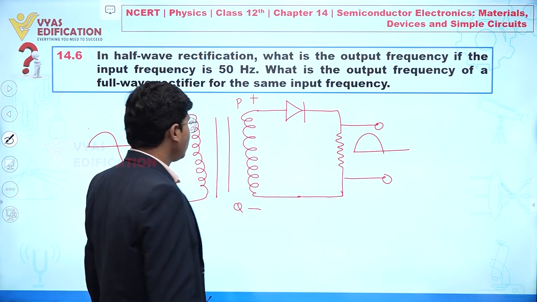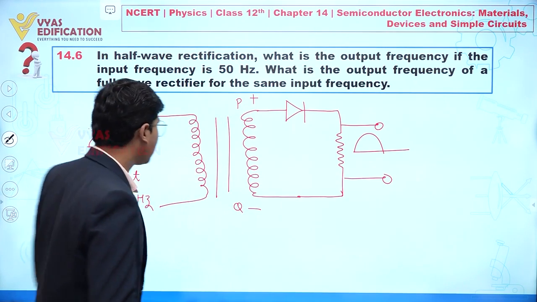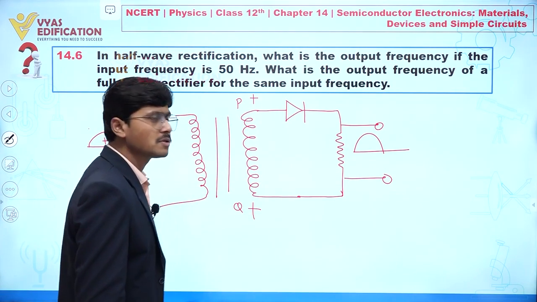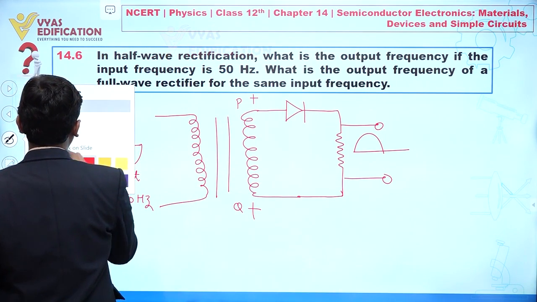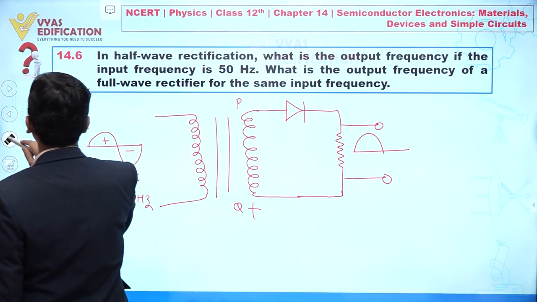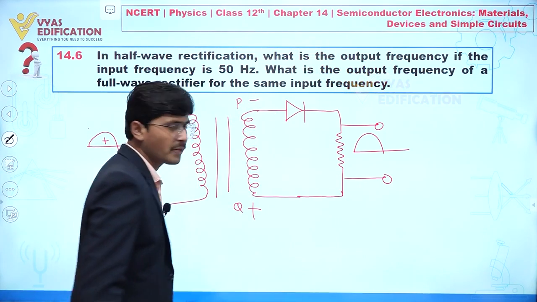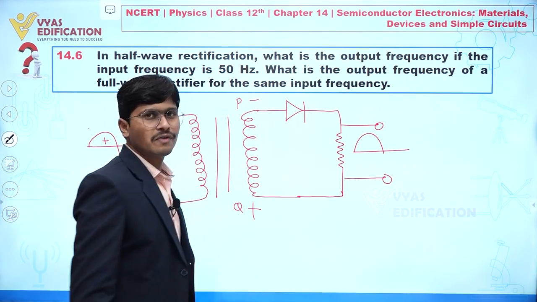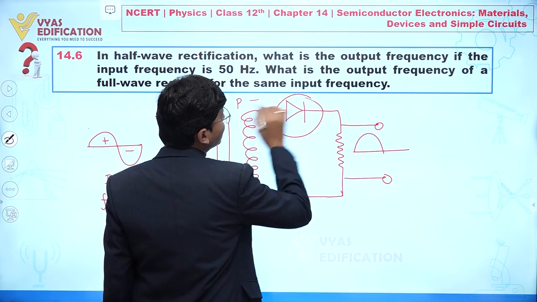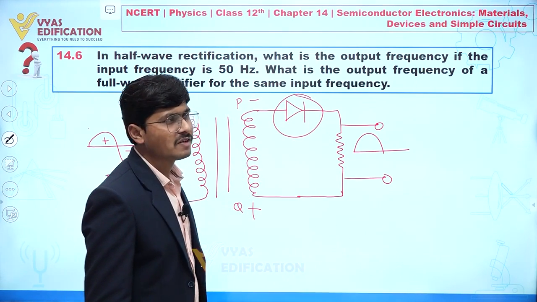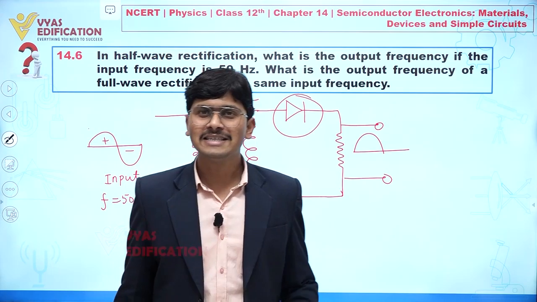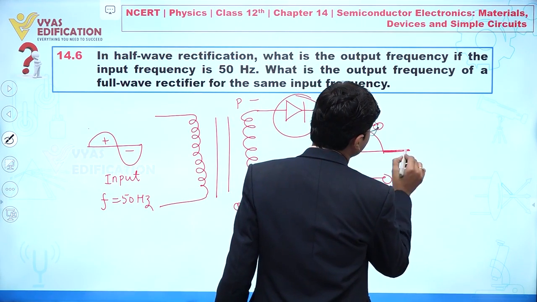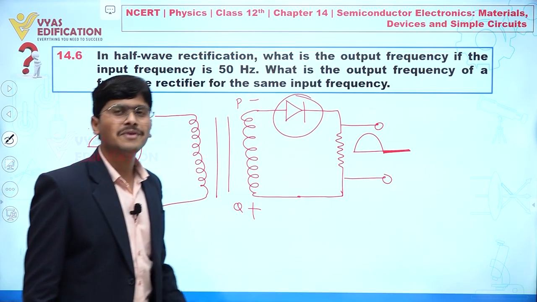But let's suppose in the second half, whenever this cycle is changing, at that time this Q becomes plus, or we can say at higher potential, and this P becomes negative, meaning at a lower potential. At that time this diode becomes reverse bias, and we are considering this diode as an ideal diode. At that time there is no output you will find. So this is known as half wave rectification.